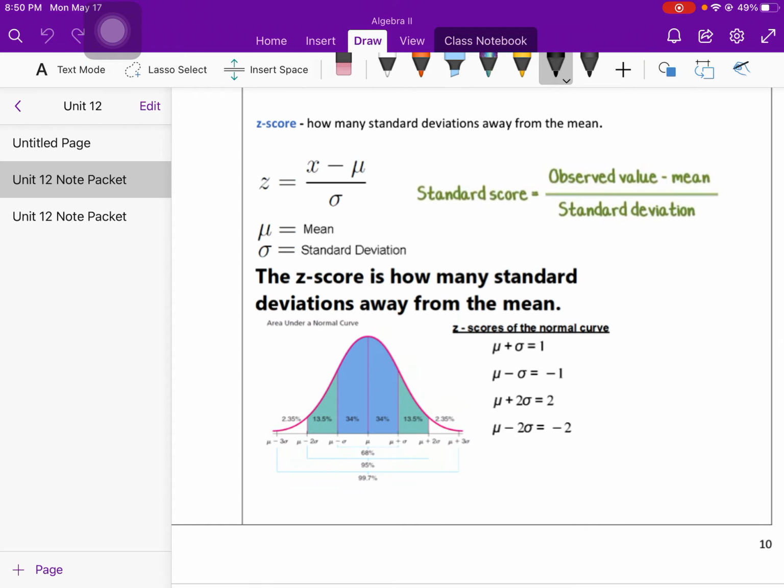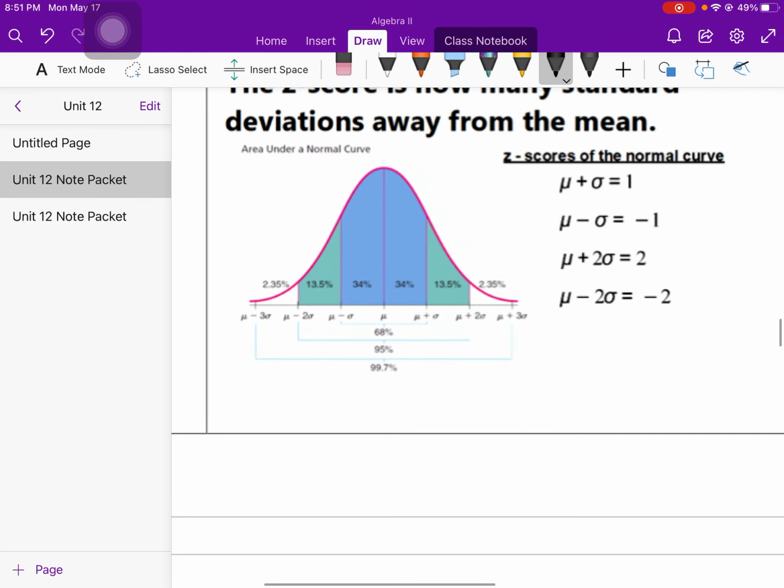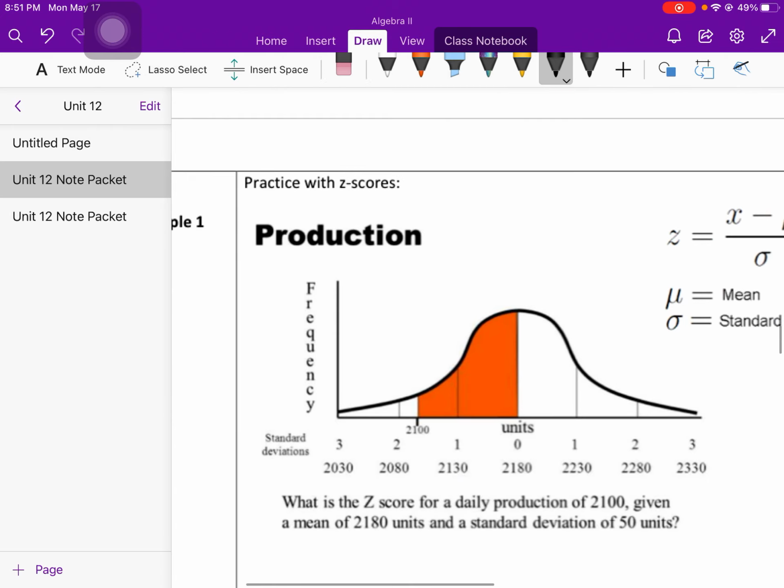So the Z-score is how many standard deviations away we are from the mean. If we look at some of the very first significant points, if we have mu plus sigma, like what we have here, that is one standard deviation to the right of the mean. If we have mu minus sigma, that is minus one standard deviation away, because it's to the left. And then here we have 2, and here we have negative 2. If it's a positive number, you know it's on the right side of the mean, and if it's a negative number, that means it's on the left side of the mean, because it's less than.